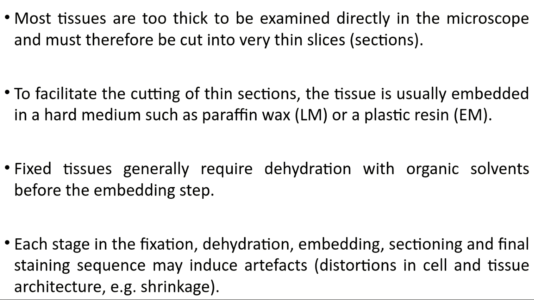In light microscope, most tissues are too thick to be examined directly, therefore they must be cut into thin sections. Any tissue removed from a live person is called a biopsy. If the same tissue is removed from a dead person, it is called an autopsy. So what we do is take the tissue, fix it first in formalin, dehydrate it, embed it in wax, then section, cut and stain the tissue, and then we see it under the microscope.